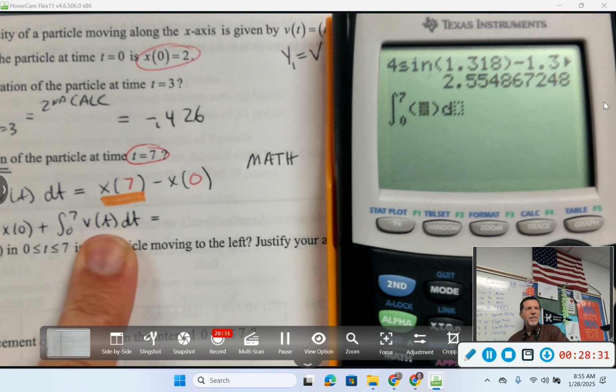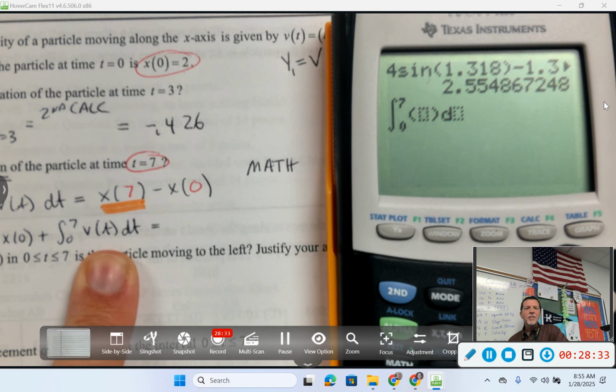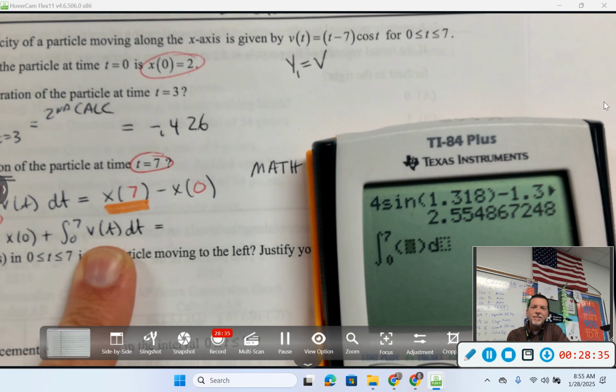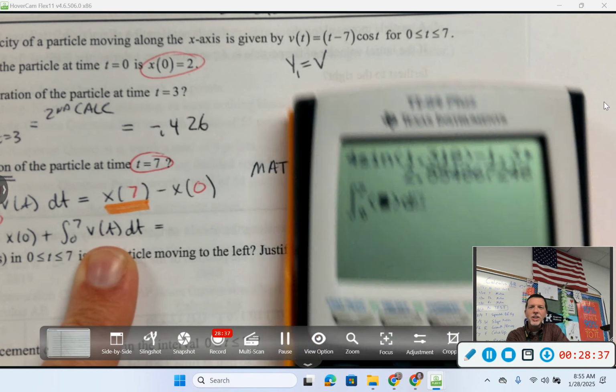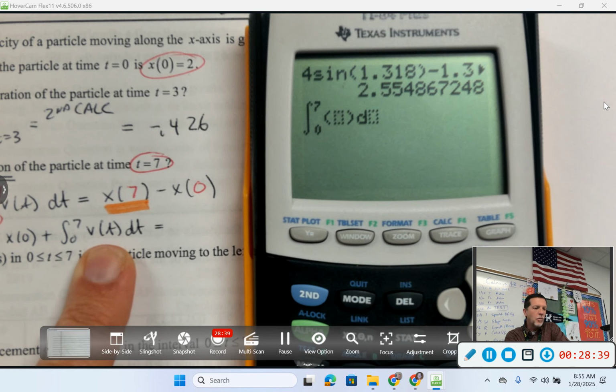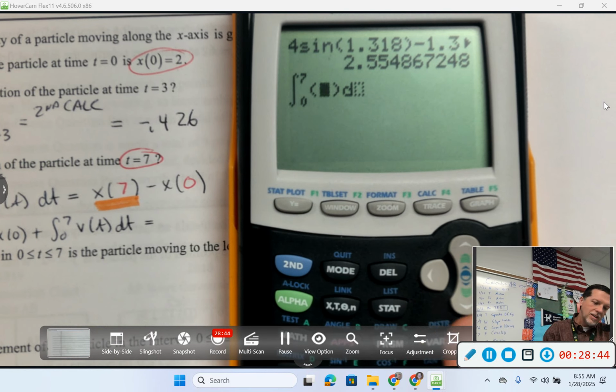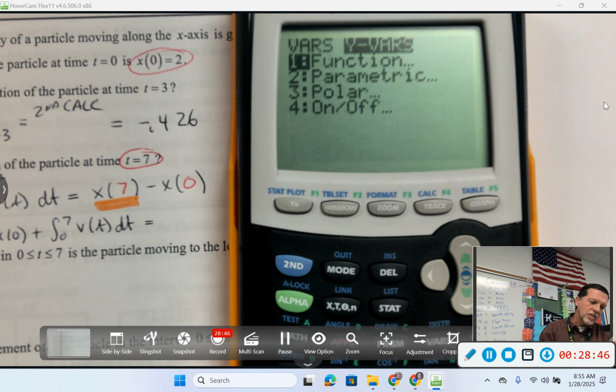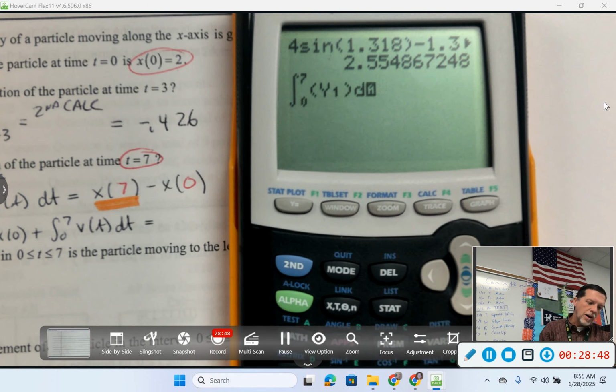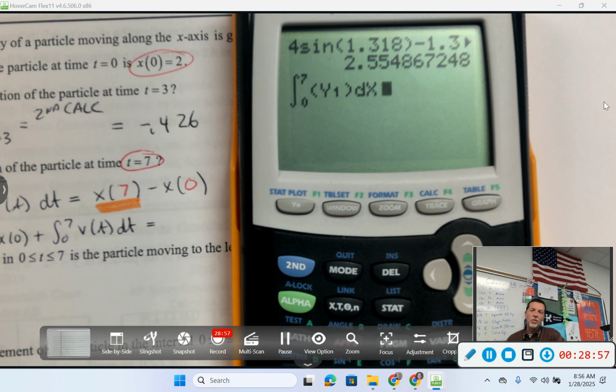I think we did this. So do you remember, I don't have to retype all of that, t minus 7 cosine t, because that's in for y1. So I can put y1 in there. So vars, y vars, y1. So we like using the y equals screen because then you can do the graph and you can use the y variables.